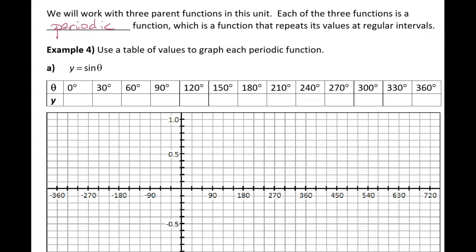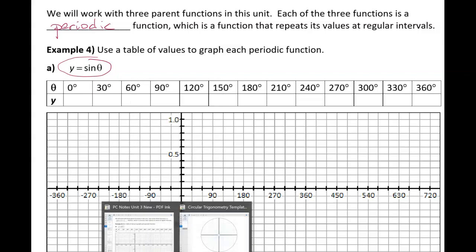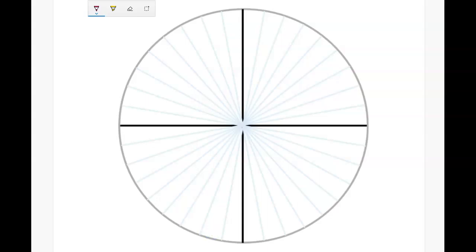All right, if I want to get some values here to plot, if I want to plot y equals sine of theta, I'm just going to create a table of values, and we're going to plug in some theta values here and find out the y values. So this first value here, if I plug in 0 degrees, it's asking me to find sine of 0 degrees. So let's refer to a circle. There we go. Let's refer to this circle, and if we're at 0 degrees, that's going to be an angle that terminates right there.